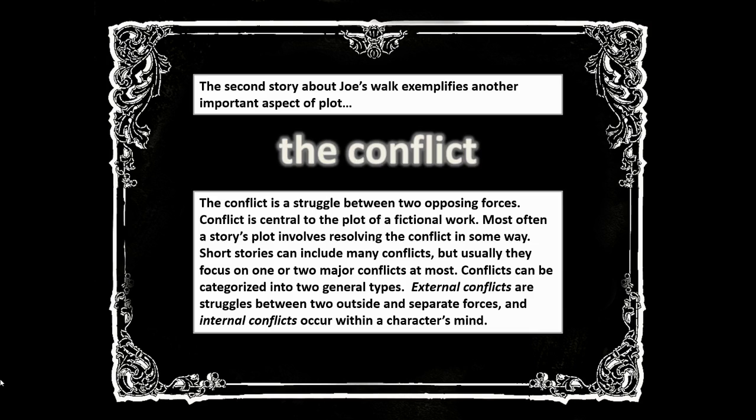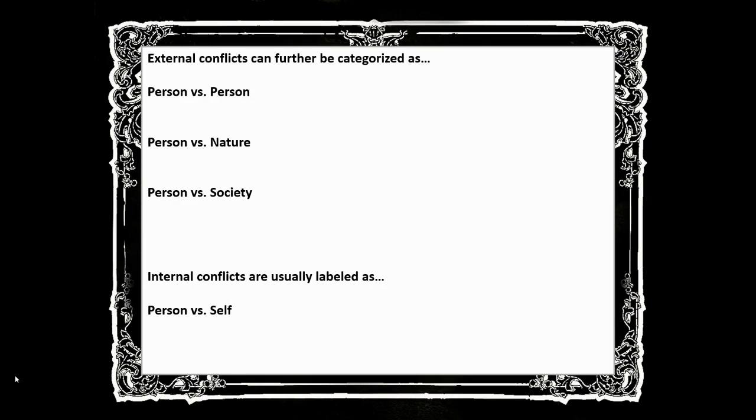You have external conflicts. Those are struggles between two outside and separate forces. And internal conflicts, and those occur within a character's mind. So, external conflicts can be further categorized as person versus person, person versus nature, and person versus society. And usually we refer to internal conflicts as person versus self.